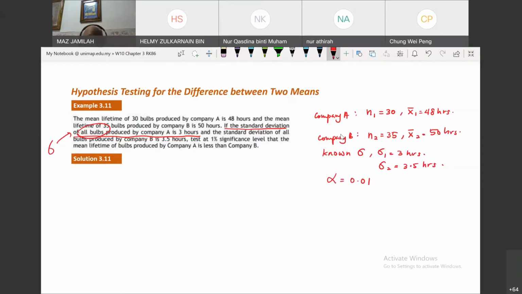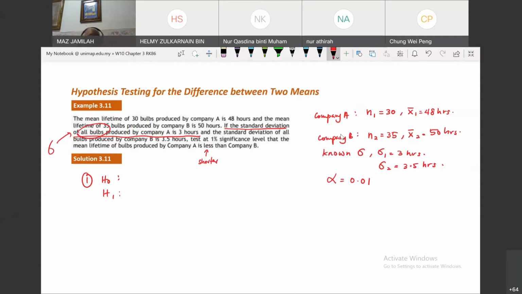Okay, so that would be among the information that you need to understand and know how to interpret from the given question. So let's begin with the solution. The first one would be your claim of your null and alternative. So look at the further sentences. Now, test at the 1% significance level that the mean lifetime of bulbs produced by company A is less than company B. Or your textbook is using shorter.